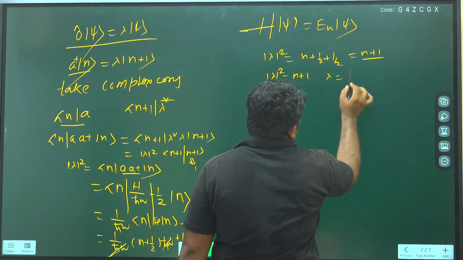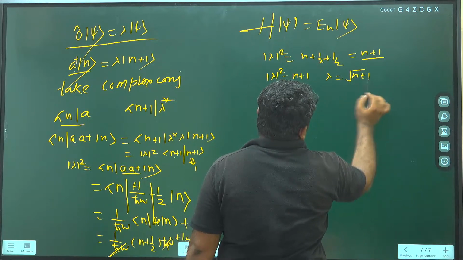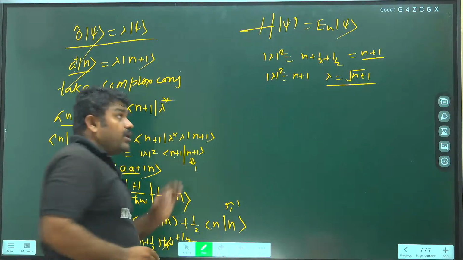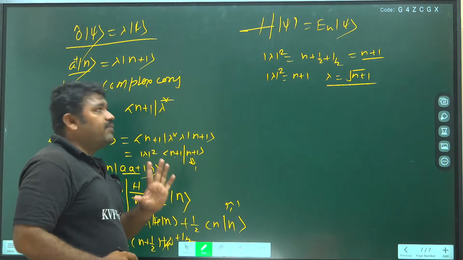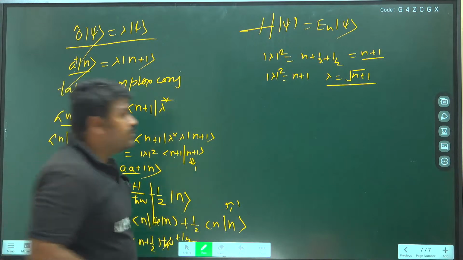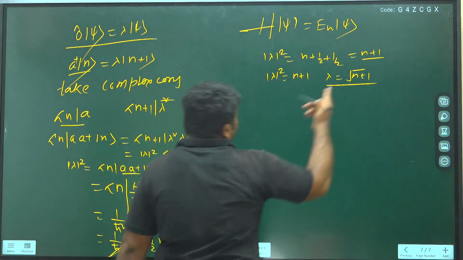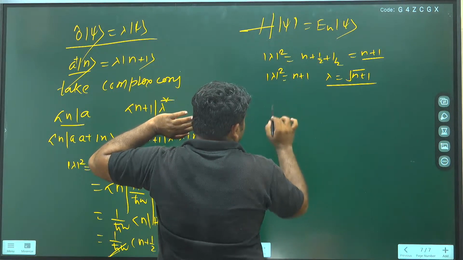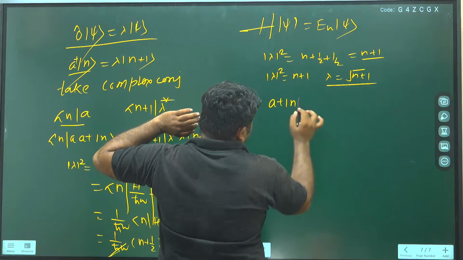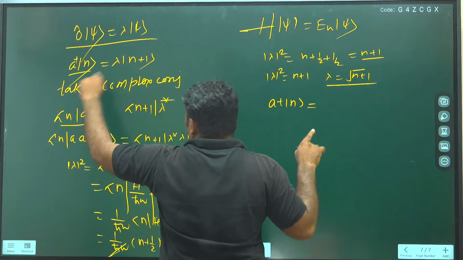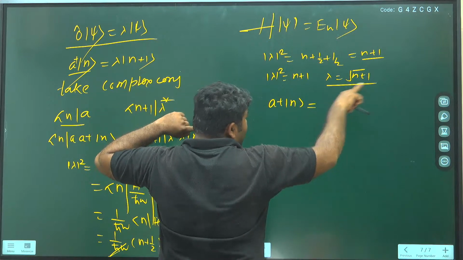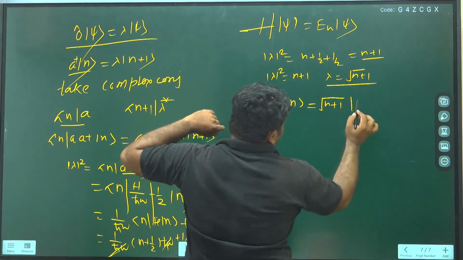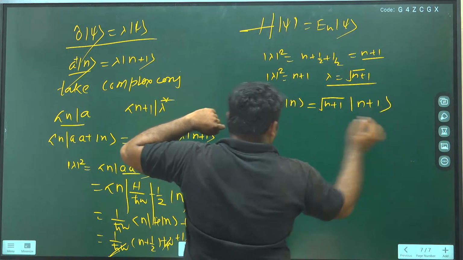Means lambda is equal to how much? Simply root n plus 1. Means we can take these operations, we're getting the eigenvalues. What is the eigenvalue? Eigenvalue lambda is equal to root n plus 1. Now we can say that A dagger operate on any state, we're getting the lambda. But what is the value of lambda? Lambda is root n plus 1, and state increases by 1. Okay, understand?